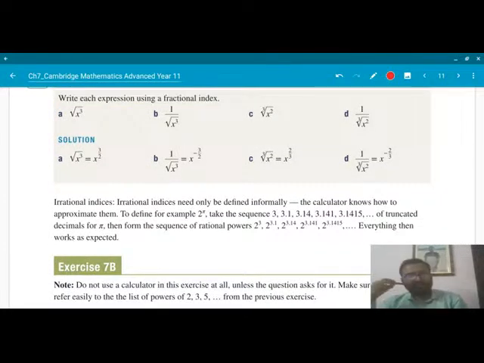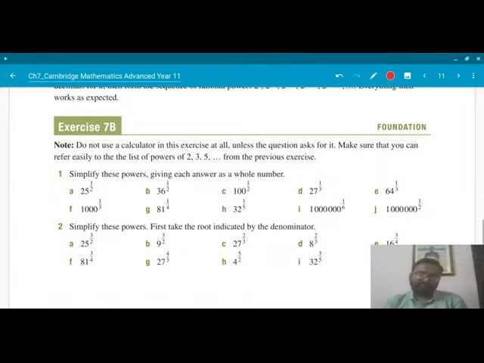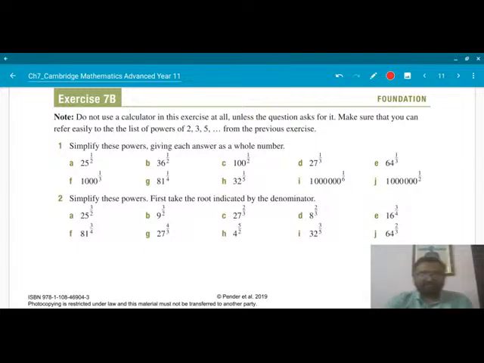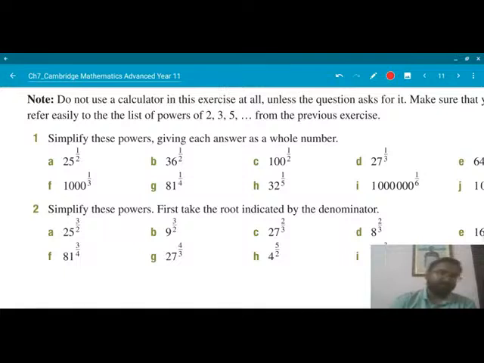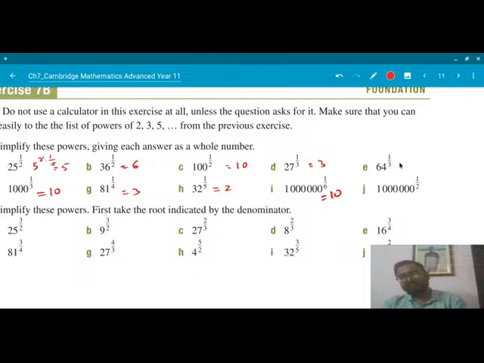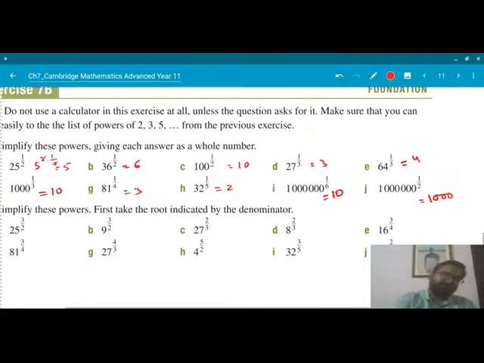It is the square root of x cube. You can write it in reverse, no problem. And 7b: now you have to do a little simplification yourself. Simplify the powers of the whole numbers. It is 5 square and power 1 by 2, it becomes 5. This is 6, this is 10, this is 3, this is 2, this is 3, this is 10, this is 4. It is 1 by 2 power 6. It's 10 power 3, which is 1000. So you have to understand what's actually going on.